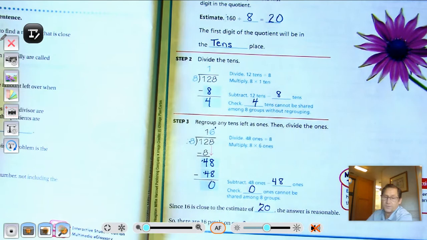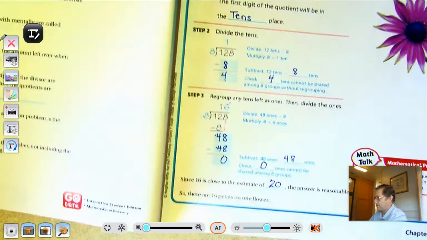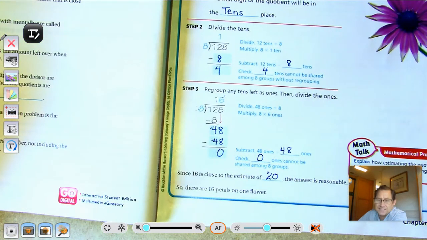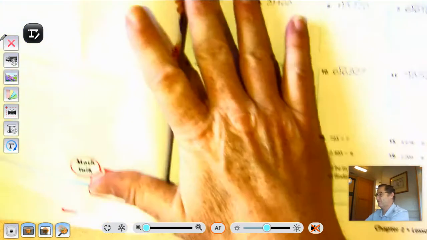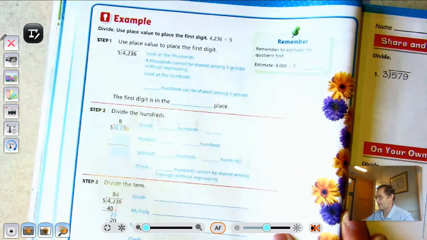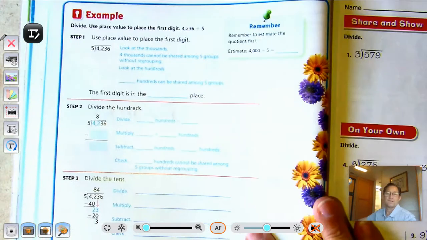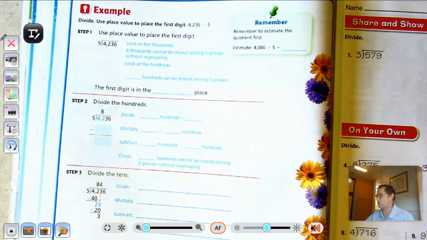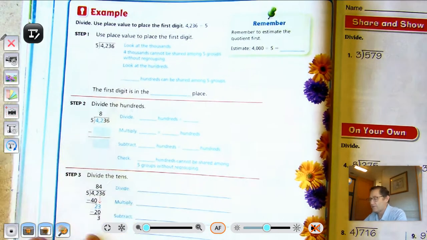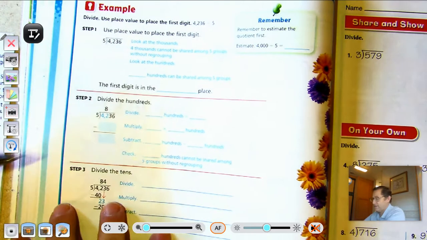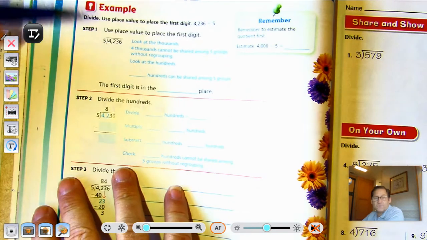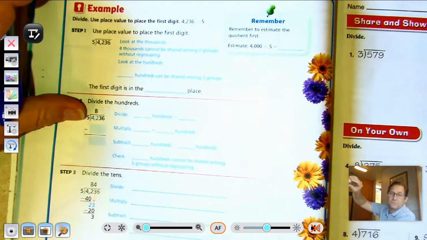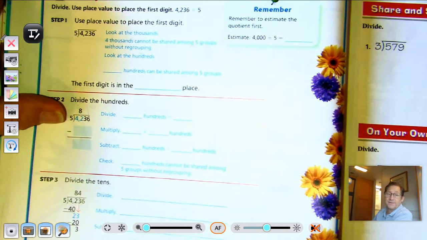So there are 16 petals per flower. And is our answer reasonable? Yeah, 16 is close to 20. All right, let's just keep going. Page 64. Over here on the remember box, it says remember to estimate the quotient first. Now, why do we want to do that? Because it helps us decide quickly where our first place value in the quotient will be.